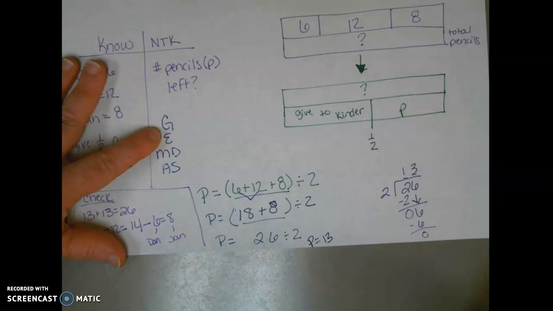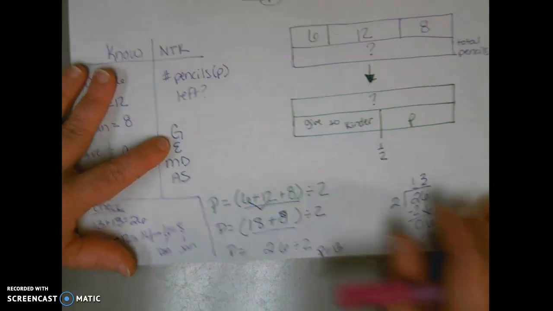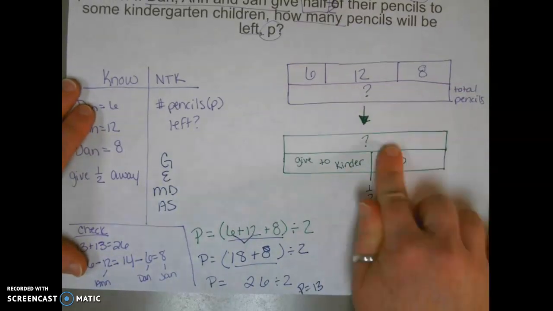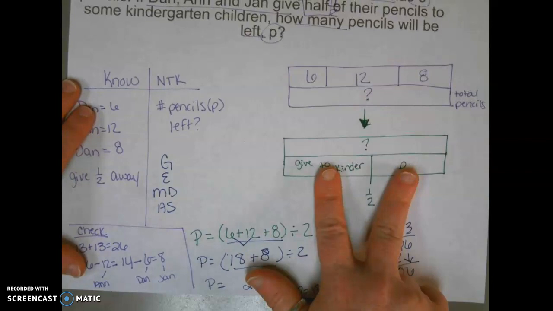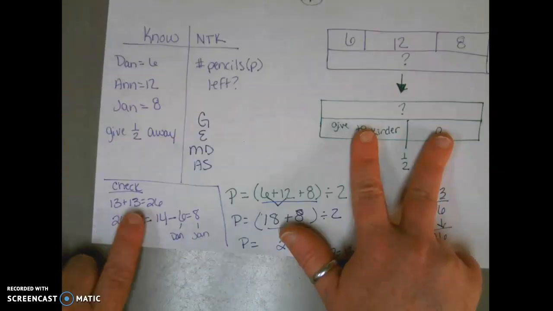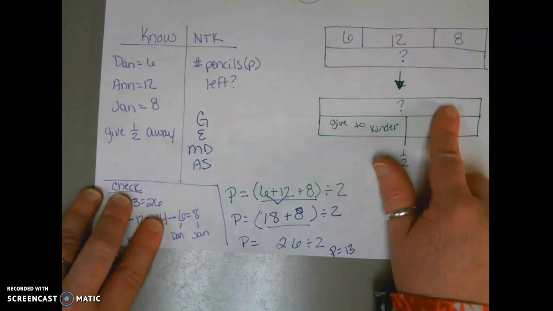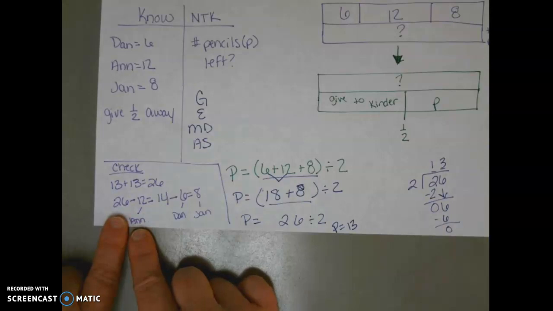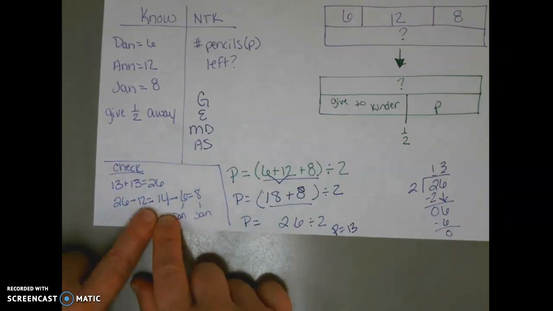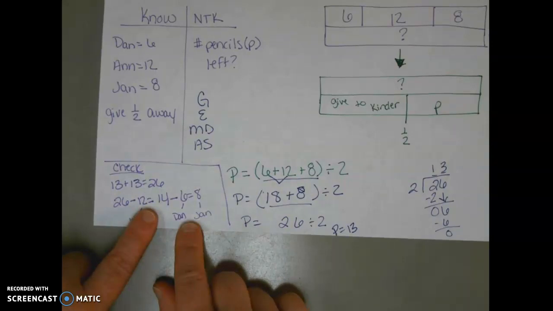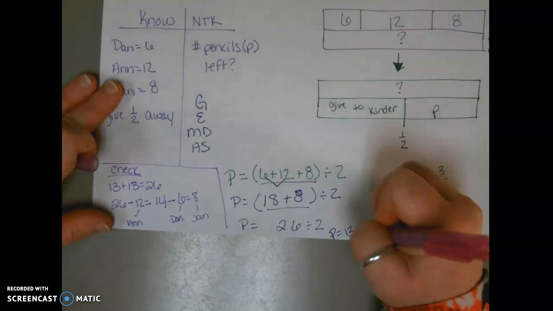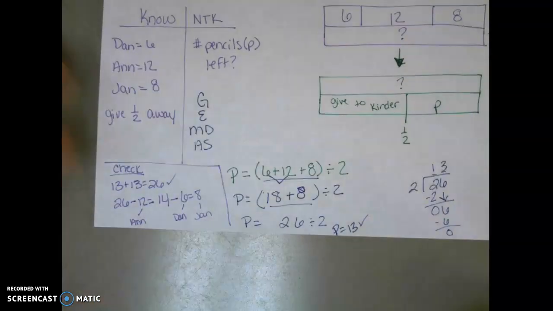So this should be the number of pencils that Dan, Ann, and Jan had left after they gave half to kindergarten. To check my work, I went in and said, well, if this bar is the same as this bar because they were our total pencils, and I gave half to kindergarten, that means 13 plus 13 should be the entire bar of 26. Then I subtracted out from 26, 12, which would represent Ann, and got 14, when I then took away 6 for Dan and was left with the 8 for Jan. So I know that this problem works out by working it another way.